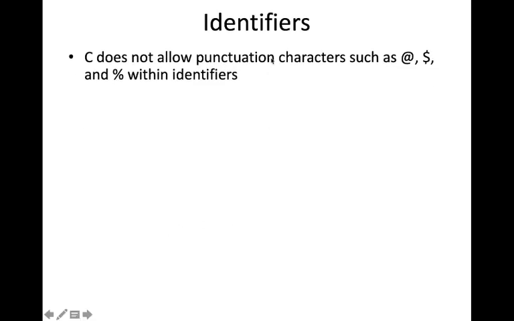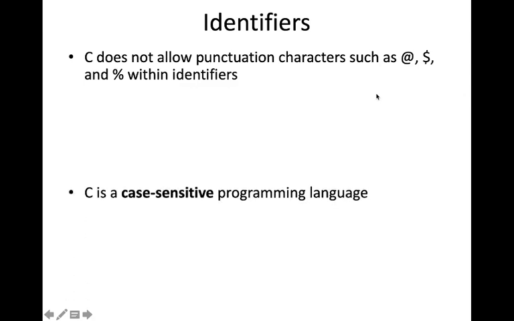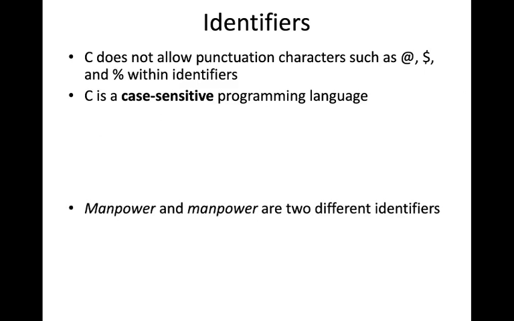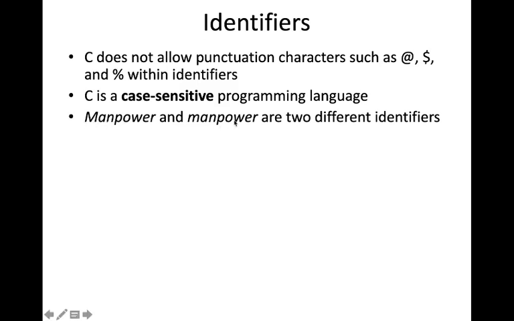C does not allow punctuation characters such as the at symbol, dollar, or percentage within identifiers. So we cannot include these symbols within identifiers. And C is a case sensitive programming language. This is also important: there is a distinction between uppercase and lowercase in C. So manpower is different from Manpower, because here M is capital and here M is a small letter. Both will be considered two different identifiers.